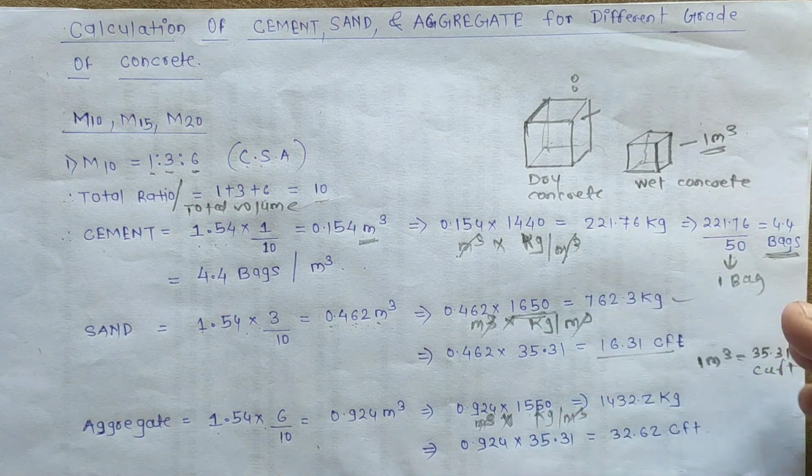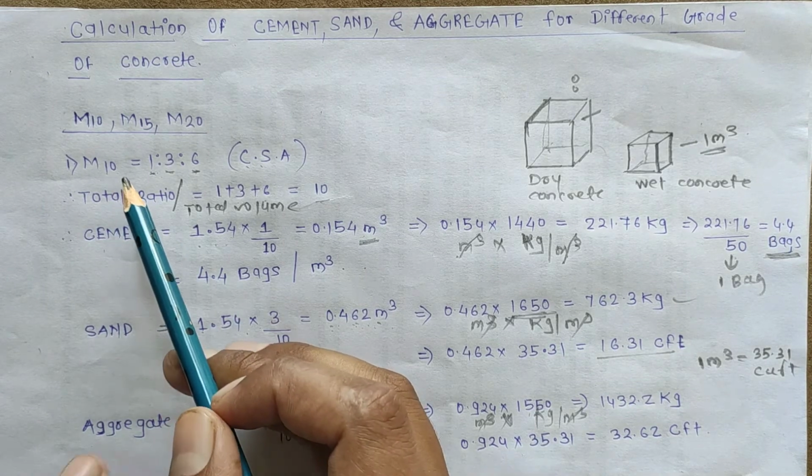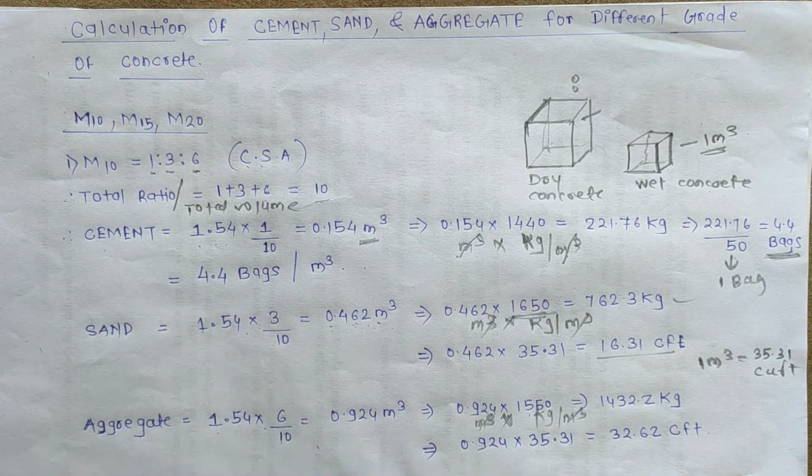So 221.76 divided by 50 is equal to 4.4 bags. Means M10 में जो एक बैग का सीमेंट आता है वो 4.4 बैग्स है.